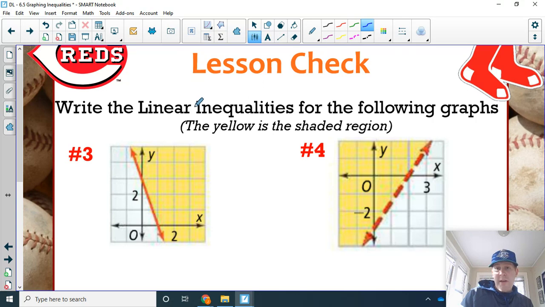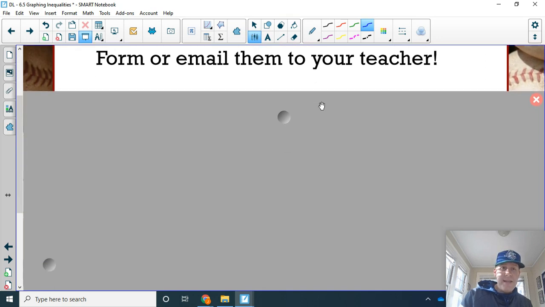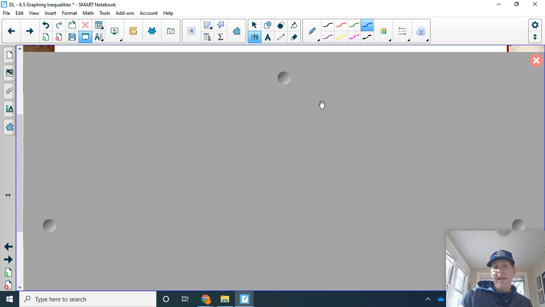Once you finish those 4 examples, in your notebook where you have them done, we want you to take a picture and upload the picture of your work. Two options: either there's a Google form on P-Learning you could upload it to, or you could just email it to your teacher.